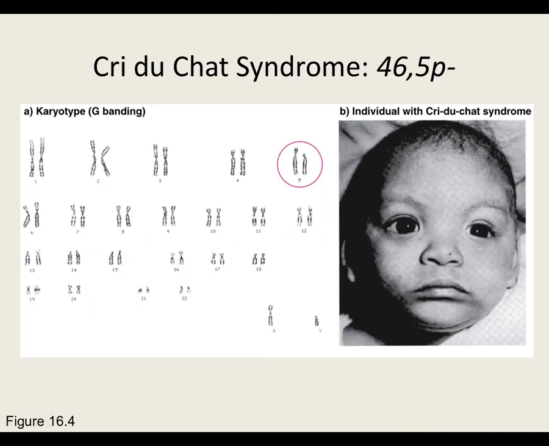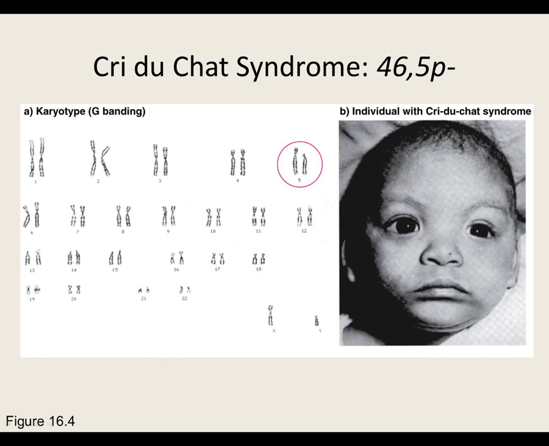Here's an example. It's called Cri-du-chat syndrome. This is from your textbook. This mutation is called 46,5p-, or a 5p deletion. This picture of chromosomes is called a karyotype. We haven't seen karyotypes yet, but this is essentially the collection of chromosomes from a patient. You'll see that they're arranged by their number, with the longest chromosome, chromosome 1, at the beginning, and the shortest chromosome, 22, at the end, and then the sex chromosomes, X and Y.